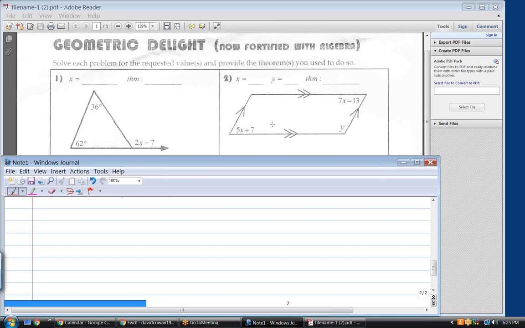So what else do we know about parallelograms? That the opposite sides are congruent to each other. So not sides, we're not talking sides, angles, gosh. Yeah, I meant angles. My bad. Opposite angles are congruent. So what can I write? So we could say 5x plus 7 is equal to 7x minus 13. Okay, solve that.